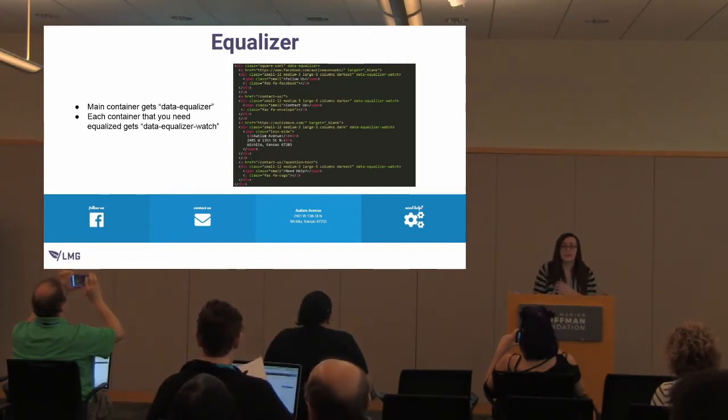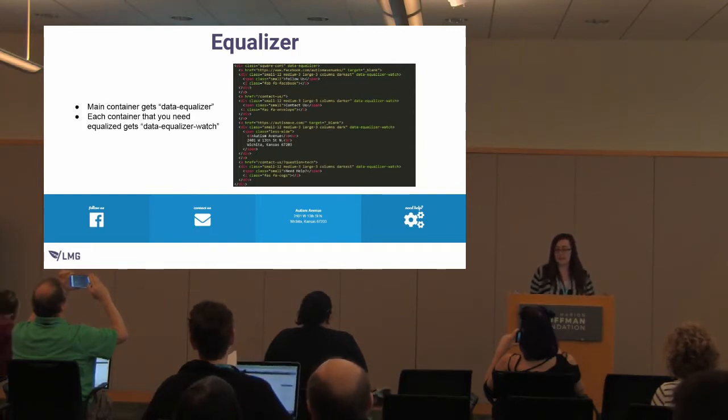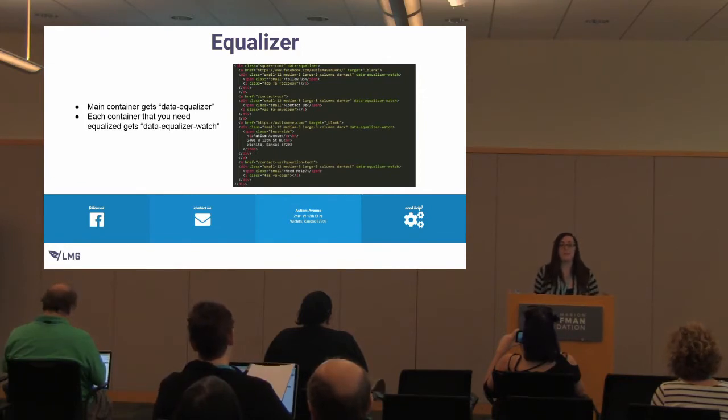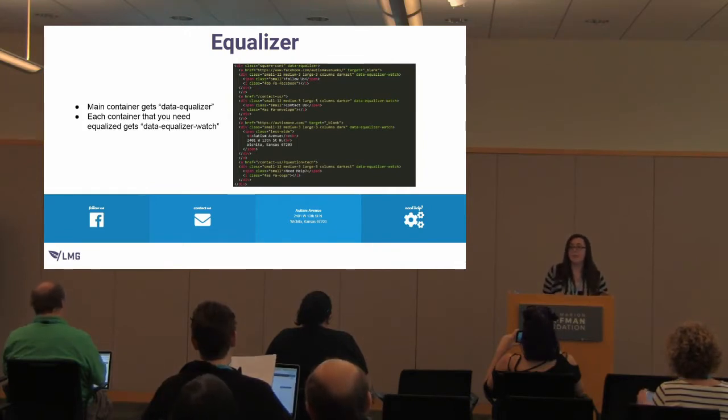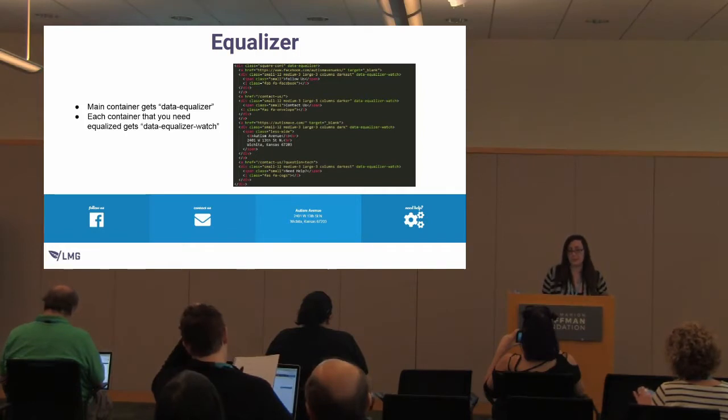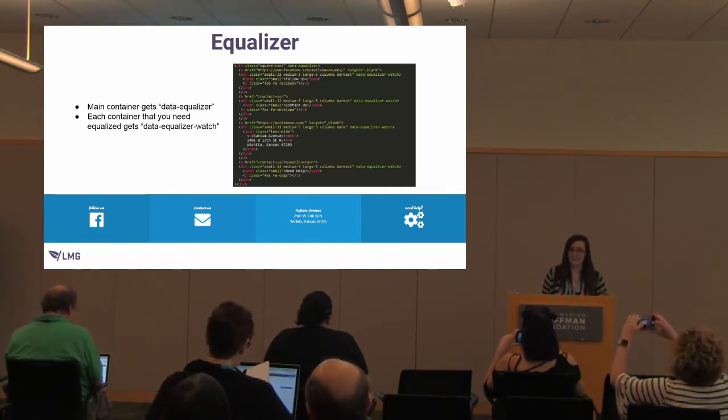This is really easy to set up. In your container class, you just add the attribute of data-equalizer. Then on each column within the container, you add the attribute of data-equalizer-watch. What this is going to do is watch for the heights of all the other ones with it and then adjust them automatically. Really nice.